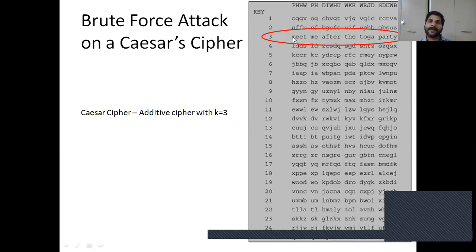M plus 3 is converted to P. Similarly, E plus 3 mod 26 is converted to H. Next E, position plus 3, is converted to the next alphabet H. So now we converted using key equal to 3 and find the ciphertext like this.